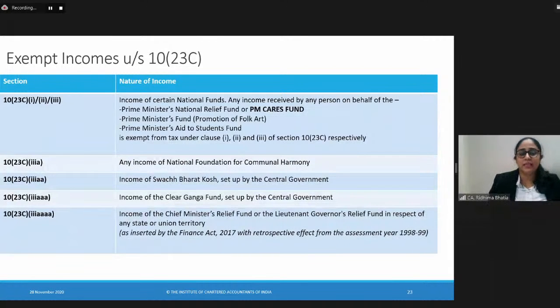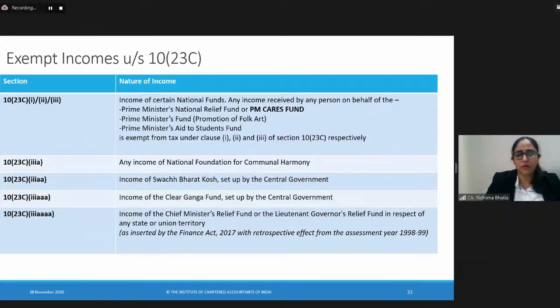I'm saying that again so that you can relate it. You make a contribution to the Prime Minister National Relief Fund or PM CARES fund. For that, you get a deduction under 80G, 100% deduction. But here, my income as a fund would be exempt under section 10 clause 23C subclause 1. So any income of certain national funds like the Prime Minister National Relief Fund and PM CARES fund is included.